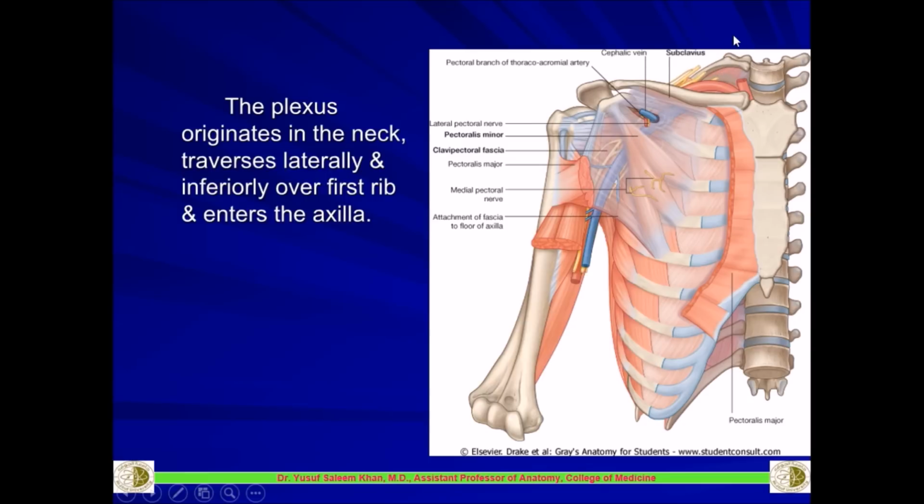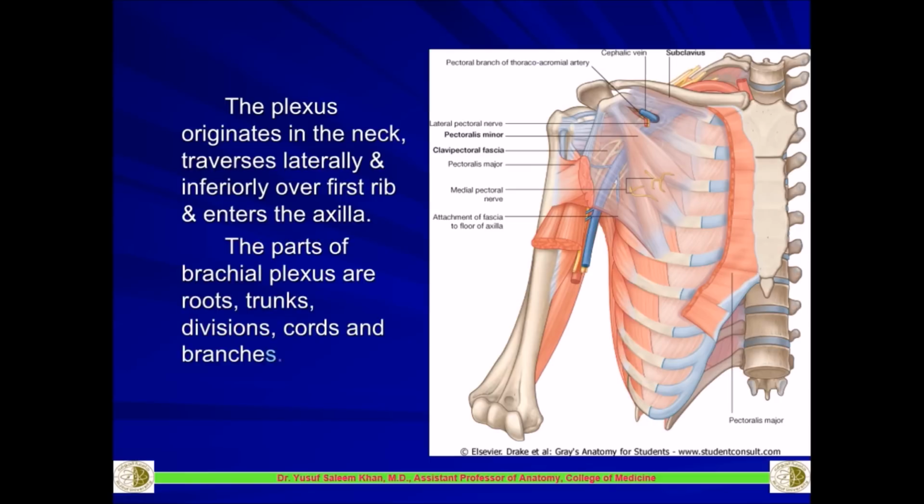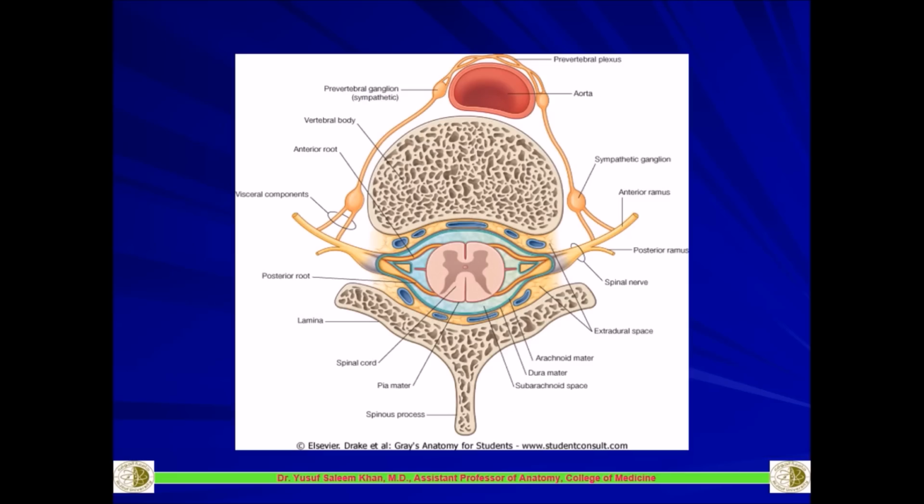So the nerve roots are coming from here, and they will pass into the apex of the axilla, lateral to the first rib, and enter the axilla. Here in the axilla, this brachial plexus will be divided into roots, trunks, divisions, cords and branches. We'll try to study this in detail. Try to concentrate on these different parts of the brachial plexus: the roots, trunks, divisions, cords and the branches.